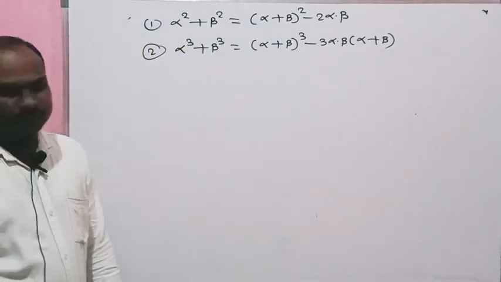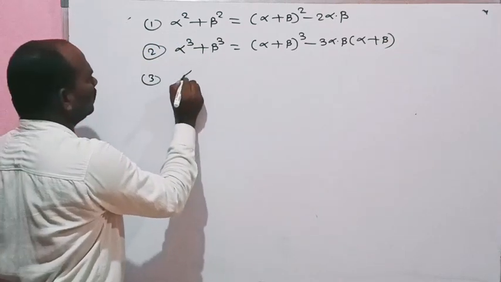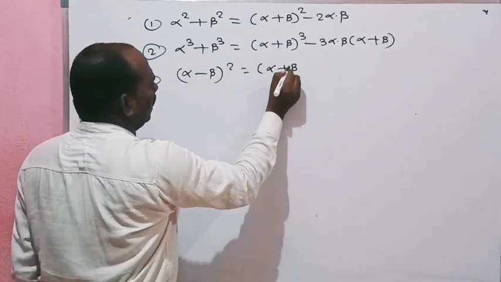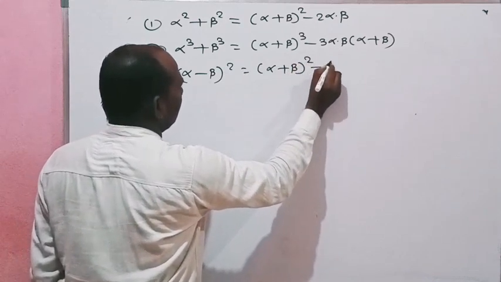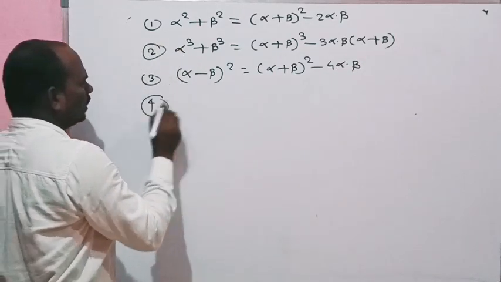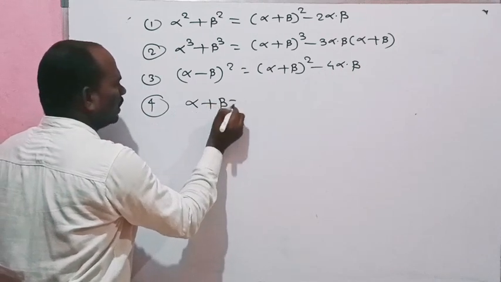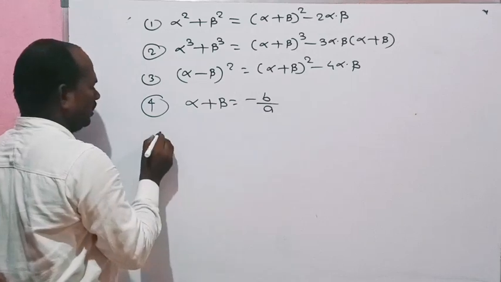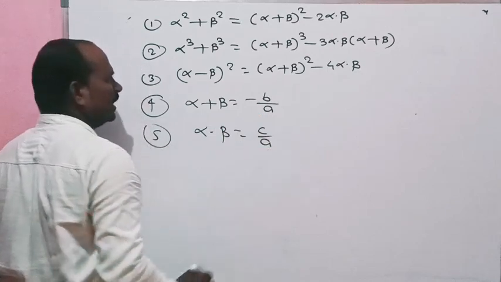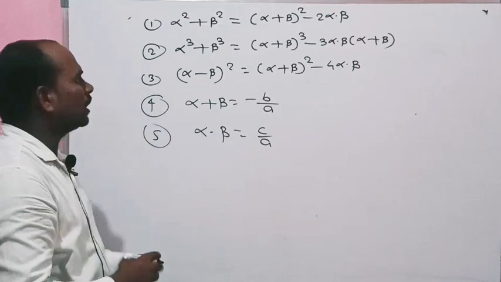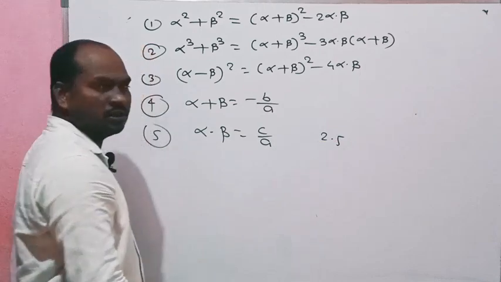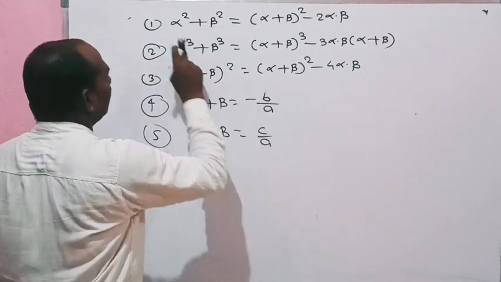Now third is alpha minus beta its square equal to alpha plus beta its square minus 4 alpha dot beta. And fourth formula, alpha plus beta equal to minus b by a. And fifth formula, alpha dot beta equal to c by a. Now this is a very important formula. We can solve the practice set 2.5.